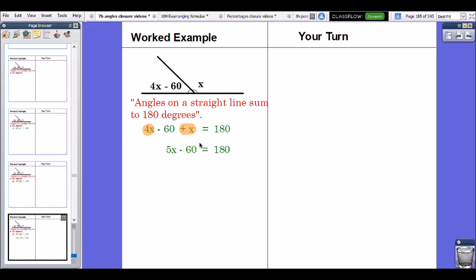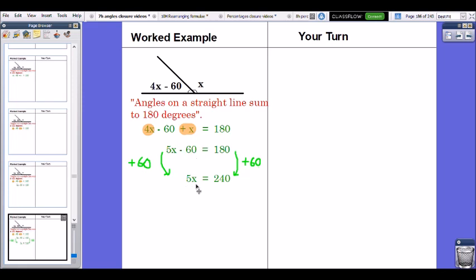So let's sort out this negative 60. How can I make this negative 60 go away? What's the opposite to minusing 60? Well, the opposite to minusing 60 is adding 60. So using my balancing method, I'm going to plus 60 to both sides. So that eliminates that negative 60.